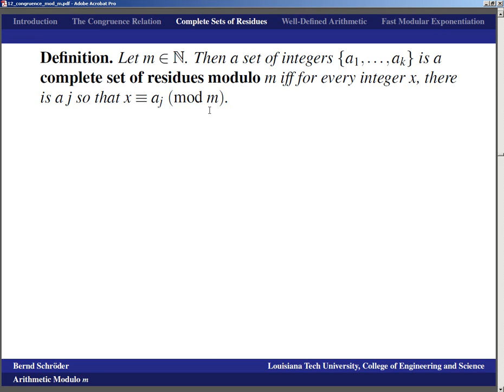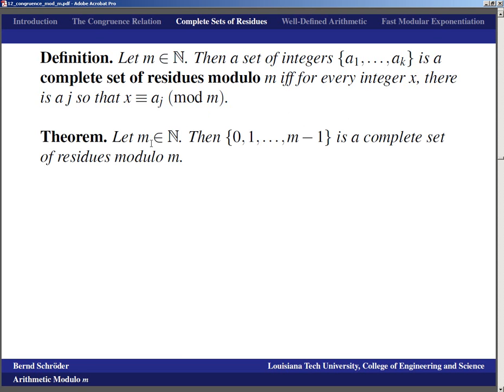So that complete set of residues is a set of representative numbers, and so basically if we have one of those sets of representative numbers, then we basically control all the numbers because everything else is equivalent to one of those things. And as a quick theorem, when m is our modulus, then the numbers from 0 through m minus 1, that set is a complete set of residues modulo m.